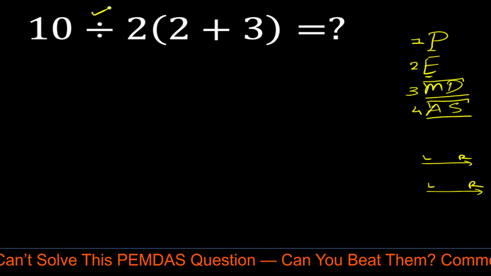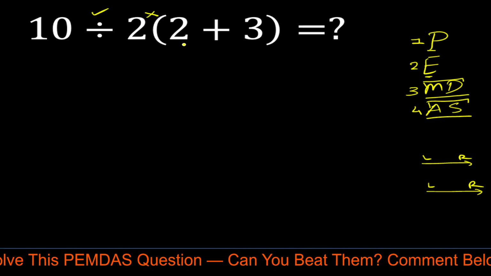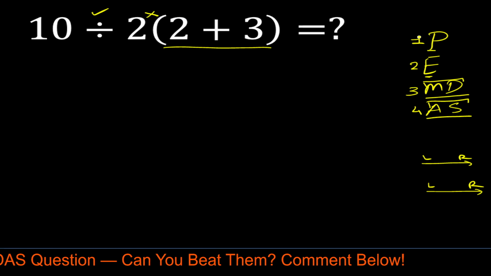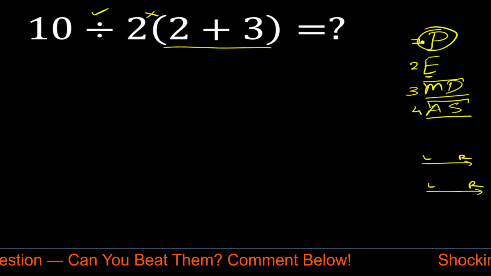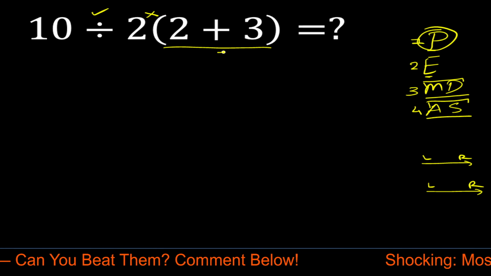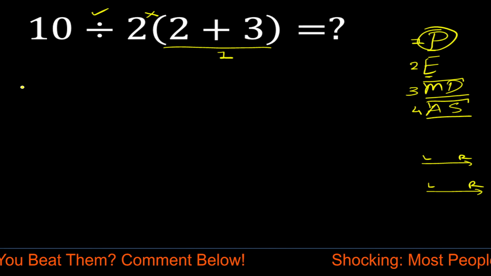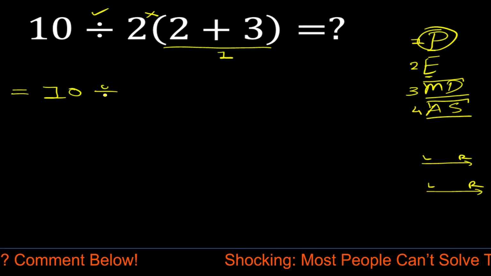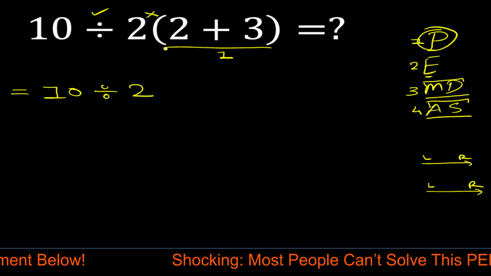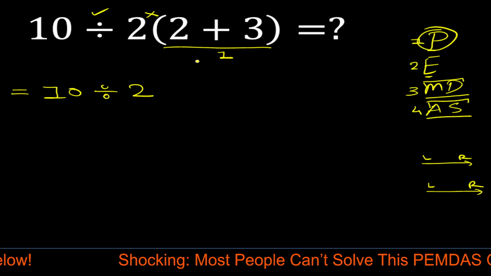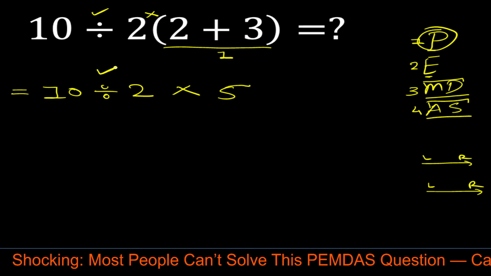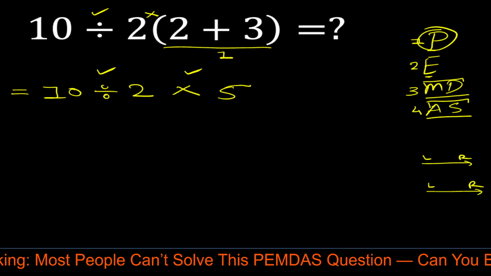So in this question, here we have one division, here multiplication, and here we have one parenthesis, right? So according to the PEMDAS rule, first we have to solve the parenthesis. So first we have to solve this parenthesis, right? So now 10 divided by 2. Now solve this parenthesis. 2 plus 3 is equal to 5. So times 5, right? Now here we have one division and here multiplication.